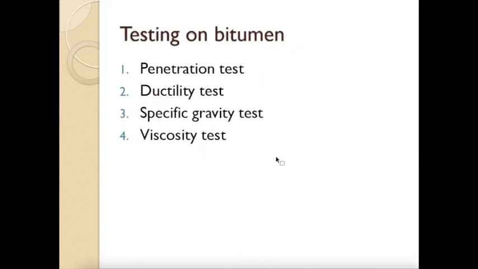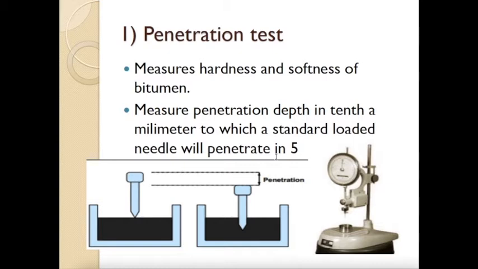So now we look into the testing on bitumen. We have the penetration test, the ductility test, specific gravity test, and also the viscosity test. So first we look into the penetration test, which is used to measure the hardness and softness of the bitumen. It is also to measure the penetration depth in tenths of a millimeter to which a standard loaded needle will penetrate in 5 seconds. So this method is almost similar to the method for the penetration test of cement.